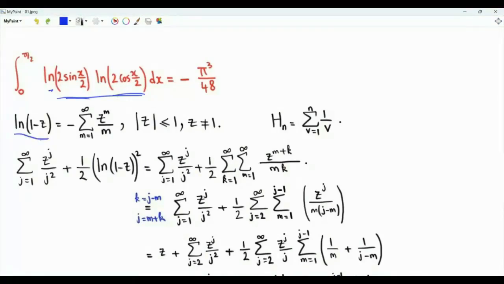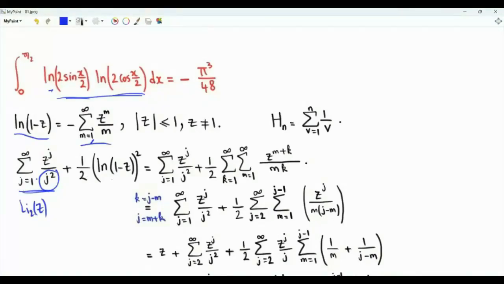The Taylor series expansion of the natural logarithm of 1 minus z is minus summation m from 1 to infinity z to the m over m. This is true for any point on or inside the unit circle in the complex plane, except when z is exactly equal to 1. Let's investigate the sum j from 1 to infinity, z to the j divided by j squared. This is the dilogarithm of z, but we are here more interested in the sum itself.